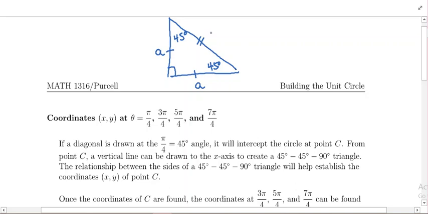And then once you know that, you can get the hypotenuse. All you do is take the length of one of the two other sides and multiply by the square root of 2. That gives you the hypotenuse. So we're going to apply that relationship here.